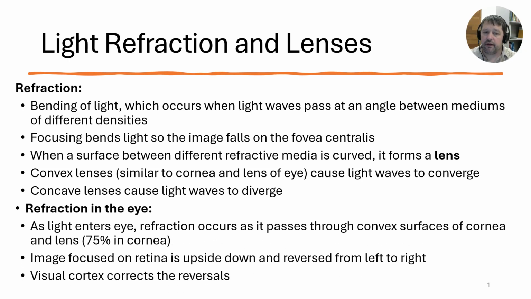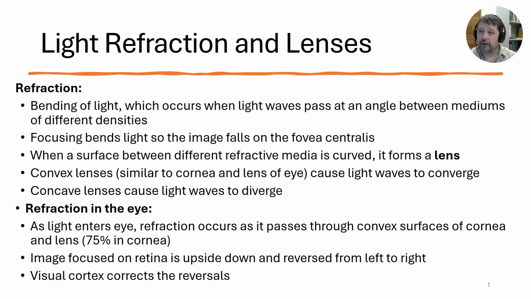Refraction in the eye, most of it occurs on the cornea or across the cornea, and so the cornea itself is convex. Okay, and then when it does so, it's going to move through the lens, and then it will be concentrated into the retina.